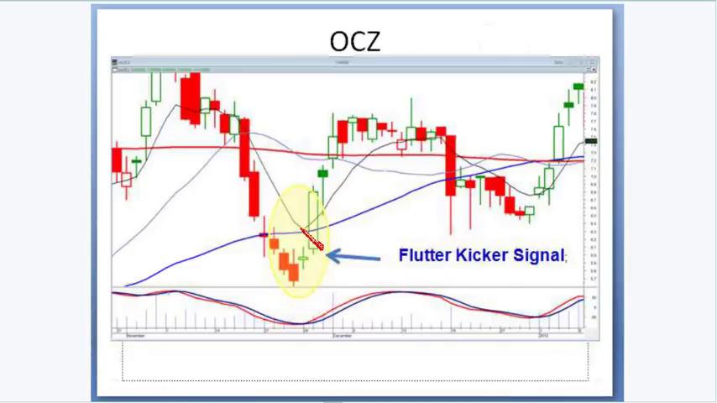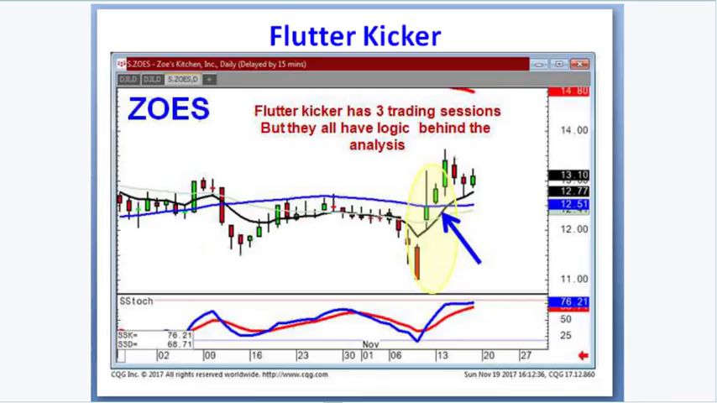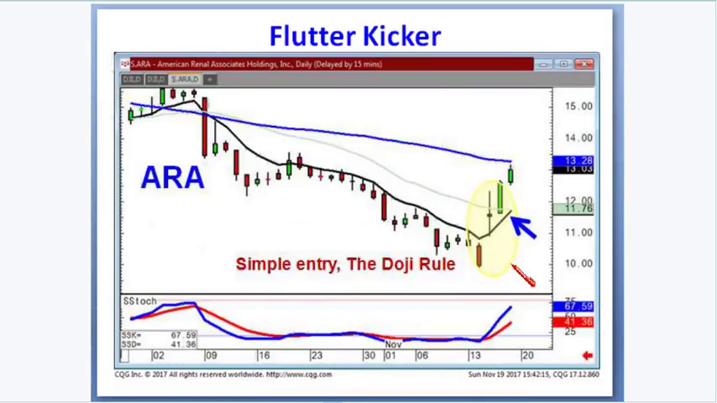And so when it trades positive after that bearish kicker, if you took out this little flutter, you basically have a kicker signal. Now, the advantage you have of this is, if you see this setup, then you know if it opens positive the next day, you've got a high probability trade immediately. Flutter kicker, I guess that we considered that a doji, and then it opened positive. Again, a very simple entry. If it opened positive the next day, you want to be buying immediately.